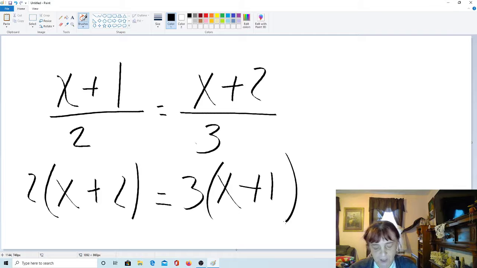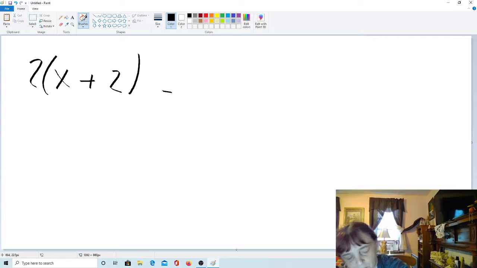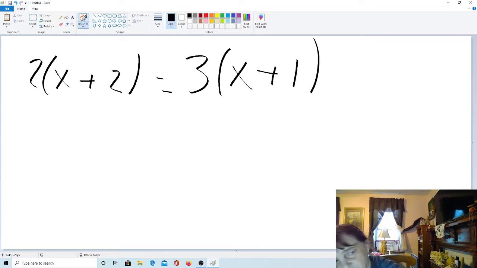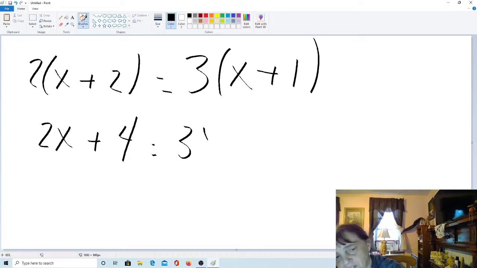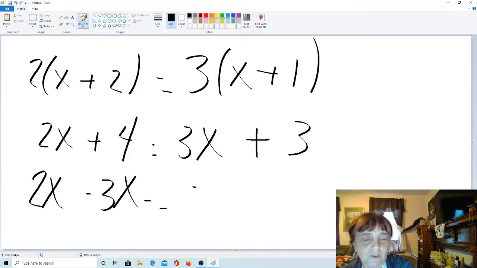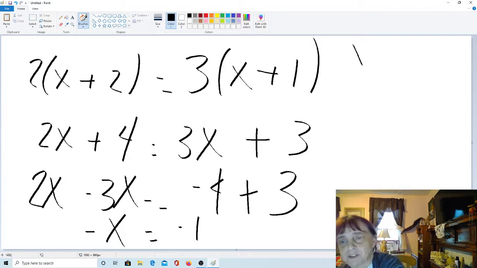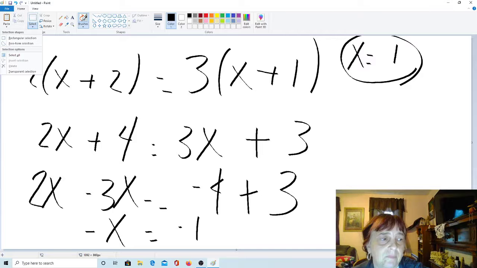2 times x plus 2 is 3 times x plus 1, which is 2x plus 4 is 3x plus 3. You get your x's on one side, the numbers on the other. 2x minus 3x equals negative 4 plus 3. So negative x is negative 1. Divide both sides by negative 1. x equals 1.